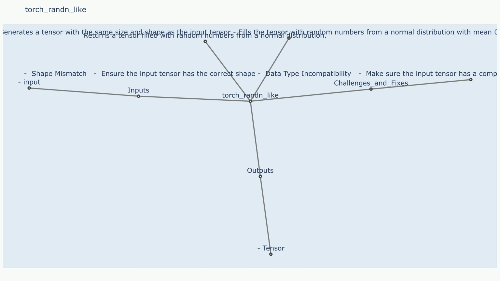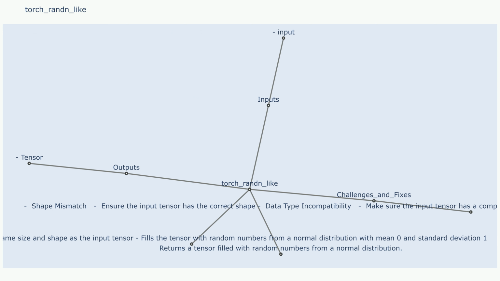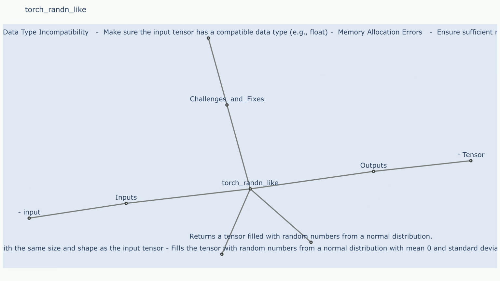torch.randn_like. Description. Inputs: an input tensor, which acts as a template for the output tensor. This means the output tensor will have the same shape, data type, and device as the input tensor. Outputs: a tensor filled with random numbers from a normal distribution with a mean of 0 and a standard deviation of 1.